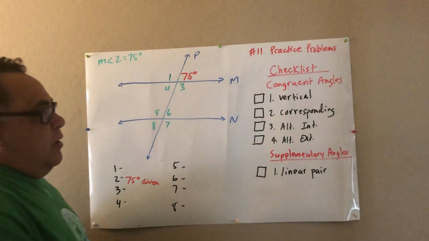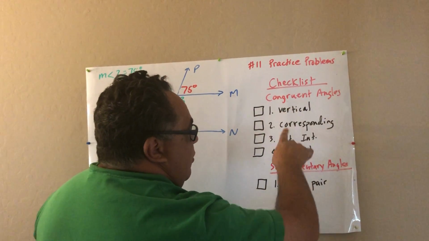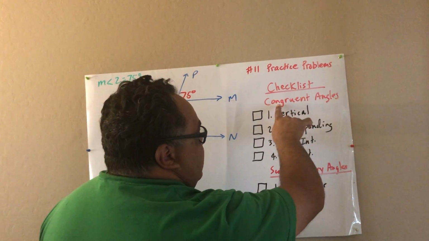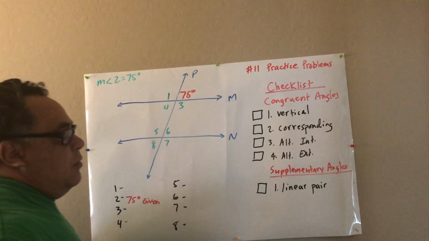What I like to do is develop a checklist over here so that I can make sure I'm going through all of my alternatives. So there's my checklist. Congruent means same. Vertical angles, corresponding angles, alternate interior angles, and alternate exterior angles.